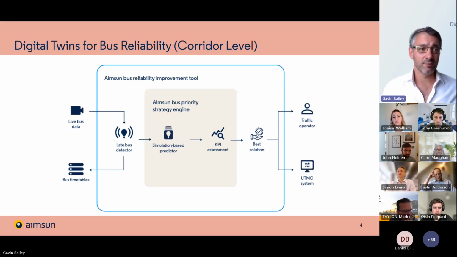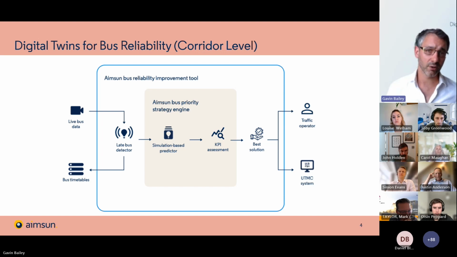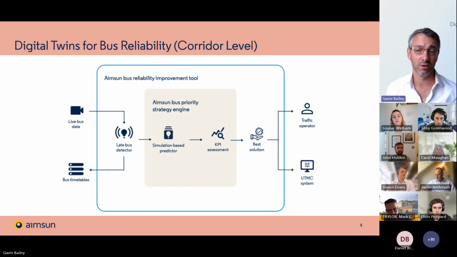Here we've got a demonstration, or a system map, of our bus reliability improvement tool. We're currently working with two local authorities in the UK to deploy this solution, one at a regional scale and one at a single corridor level.